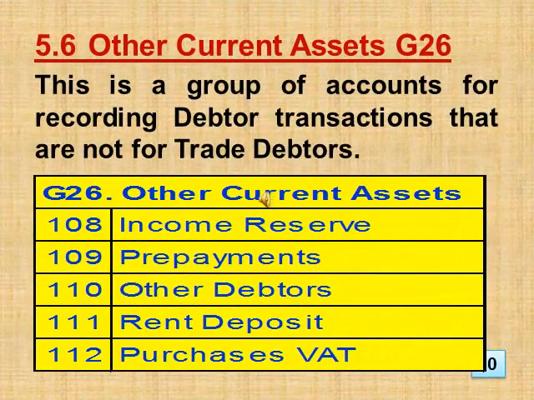Section 5.6. Other current assets. Group 26. This is a group of accounts for recording debtor transactions that are not for trade debtors. This includes income reserve, prepayments, other debtors, rent deposit, plus purchases VAT.